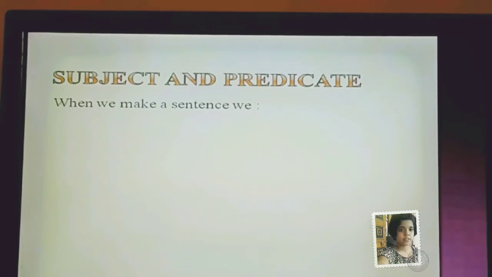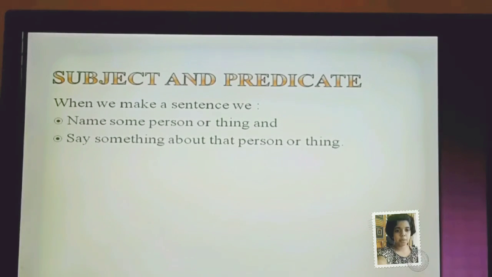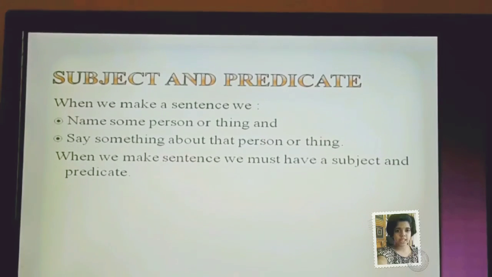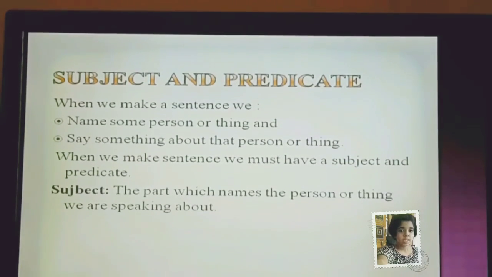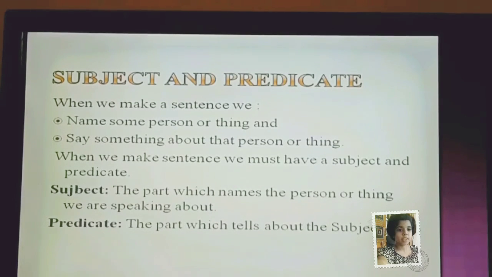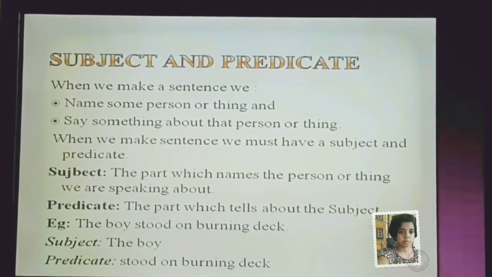Subject and predicate. When we make a sentence, we name some person or thing and say something about that person or thing. When we make a sentence, we must have a subject and a predicate. The part which names the person or thing we are speaking about is known as the subject. The part which tells us about the subject is known as the predicate. Example: the boy stood on the burning deck. Here, the boy is the subject and stood on the burning deck is the predicate.